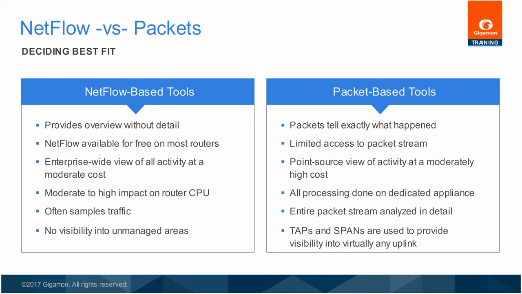If visibility is of utmost concern, then tap or span traffic can be sent to a discrete probe which can perform NetFlow generation at an increased cost. The same unmanaged areas may be easily inspected by deep packet inspection through use of a tap, thereby opening any traffic up for detailed inspection.